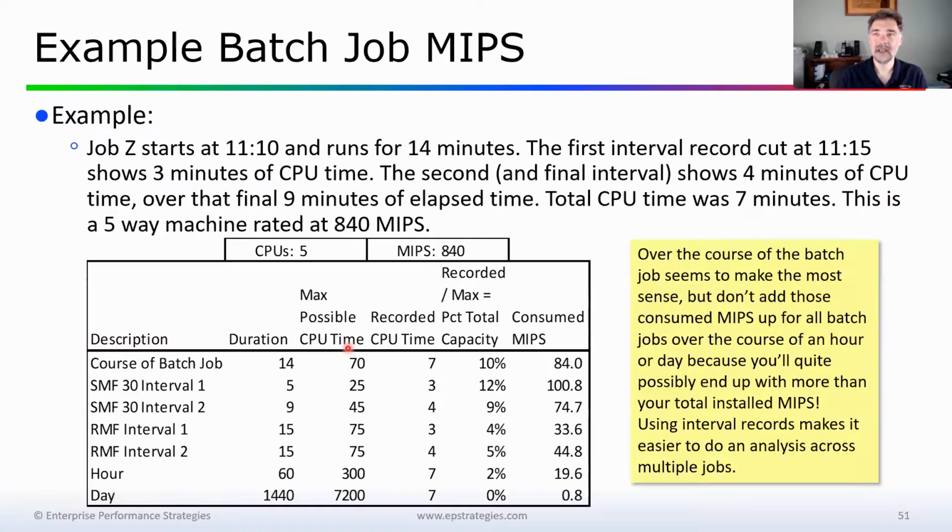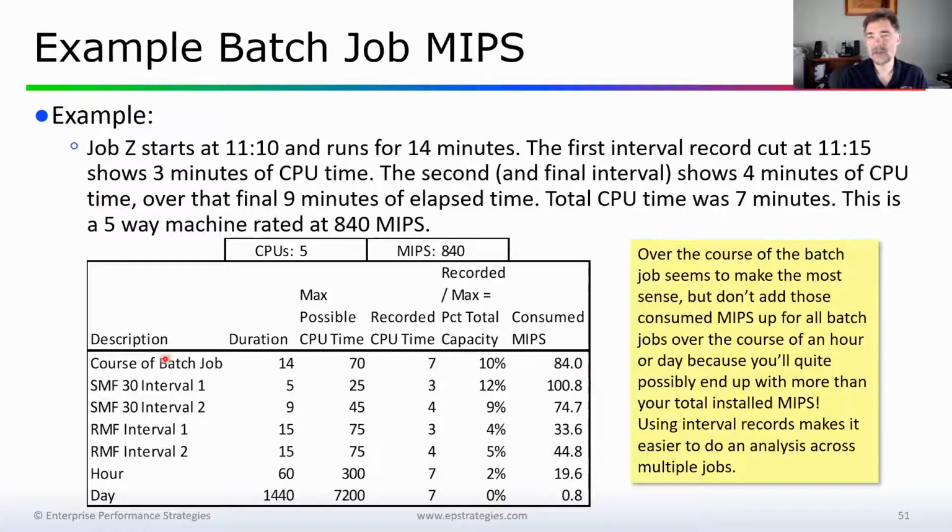And obviously that will change your calculation because it's changing the amount of time that you're dividing into. So I'm not going to read all of this. You can read this later. The idea here is that we have a batch job that starts in the middle of an interval, it crosses over the interval. So there's multiple ways that we can take a look at this batch job and say, well, what percent of our capacity did we consume relative to the interval we're interested in, right? And, assuming this is a 5-way machine at 840 MIPS, over the course of the batch job, we could say we consumed 84 MIPS, right?